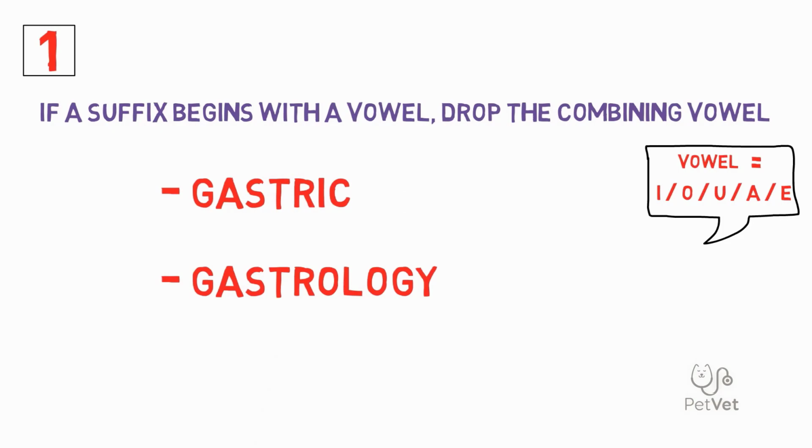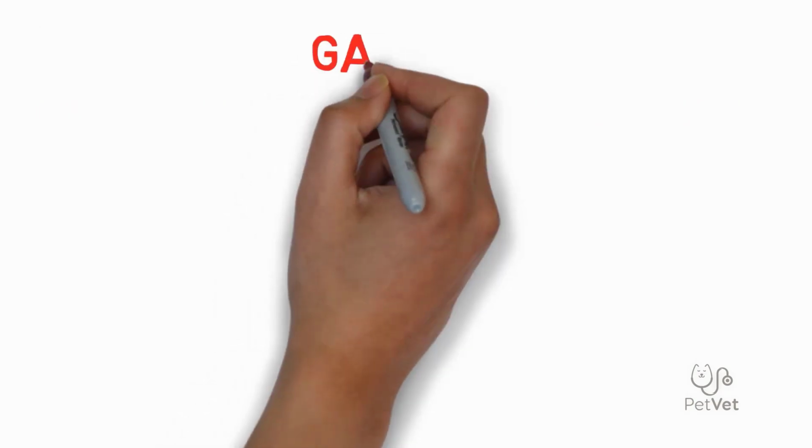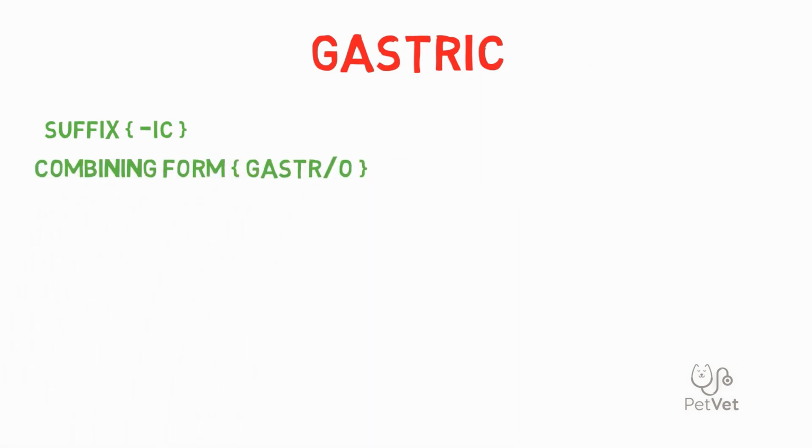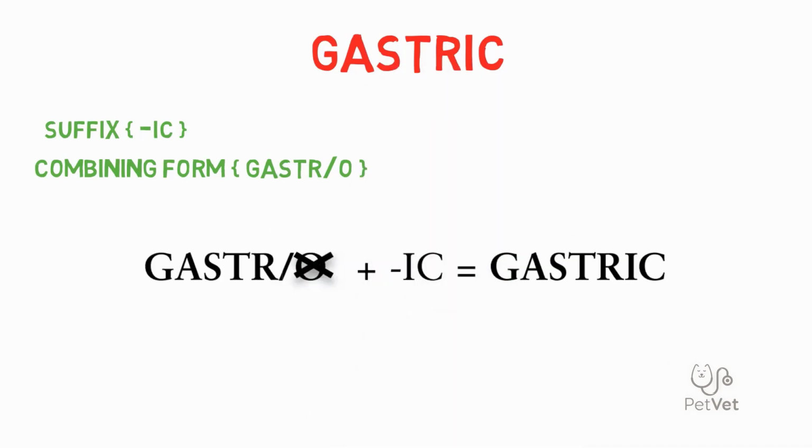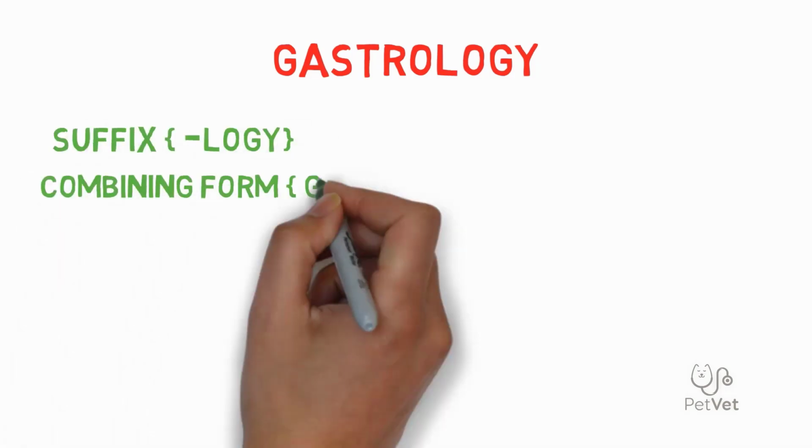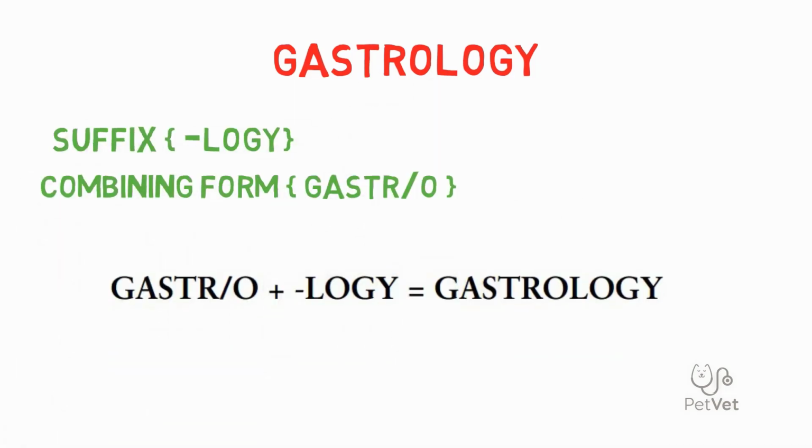In the first example we'll come up with the medical term that means pertaining to the stomach. The suffix for pertaining to is ic, and the combining form for stomach is gastro. Now we need to combine these parts. Because the suffix ic begins with a vowel, we must drop the combining vowel in the combining form gastro. Therefore we drop the letter o. In the second example, we look at the definition study of the stomach. Because the suffix does not begin with a vowel, we can keep the combining vowel.